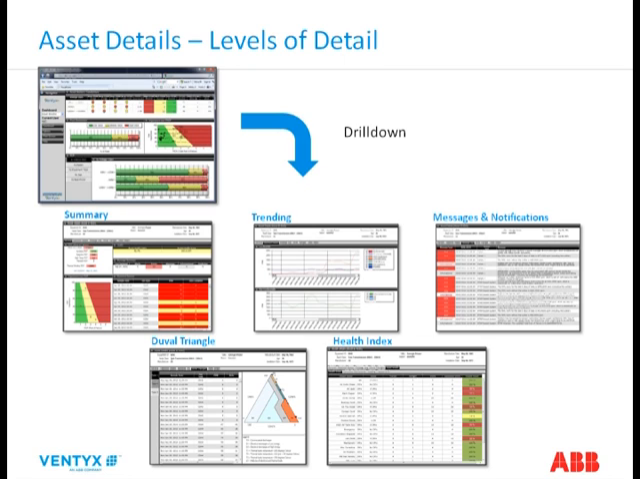But we can look at individual assets, which are shown in the drill down in terms of the summary, the trending, the messages and notification. From gas analysis, we can look at Duval triangle analysis to determine what's the likely cause or source of the gas and how the transformer is performing and if there's damage and to what extent. What's also interesting is we can track that over time. People talk about cookie crumbs. You can basically track the analysis over time to see how the transformer is changing.